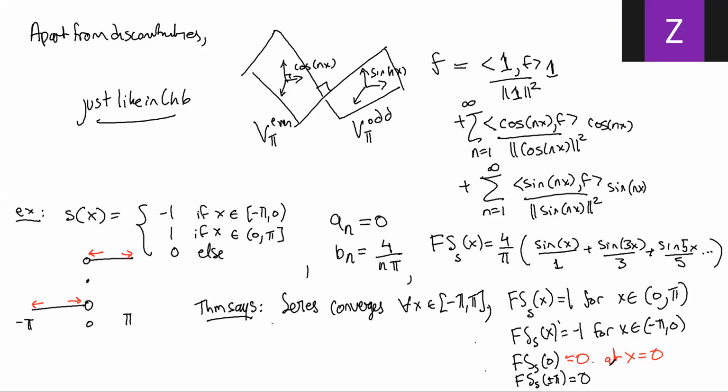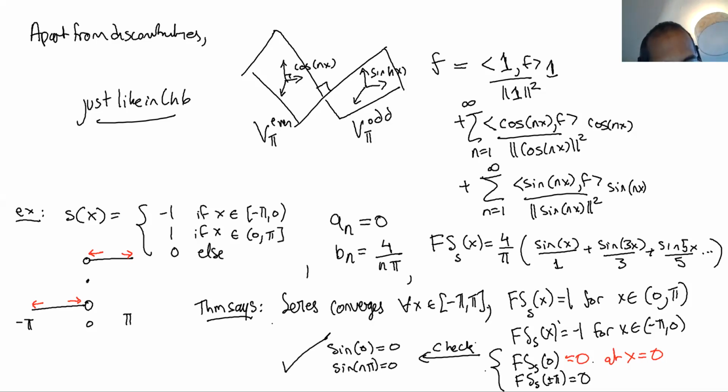So that's what the theorem says, and that's actually true. You can check this easily. The series is a bunch of sines. What's sine of 0? It's 0. Sine of pi is also 0. So it checks out. That's what the convergence theorem says.